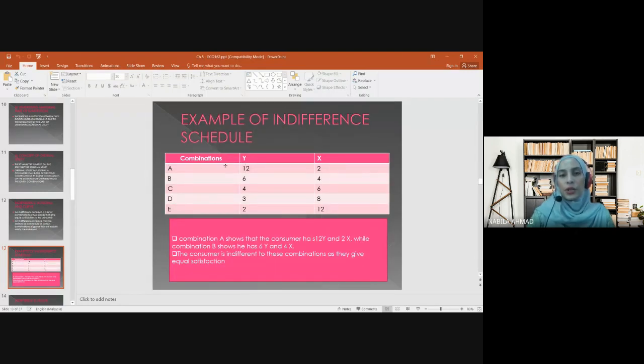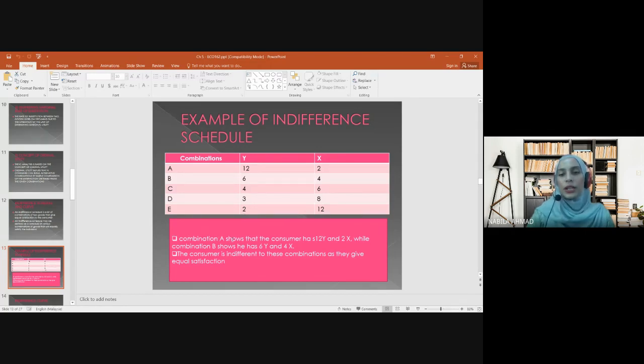So we have combinations of good. Kita ada good Y and good X. So this is the consumption lah. So kalau consumer consume A, dia akan consume 12Y 2X. Kalau dia consume B, 6Y 4X, C 4Y 6X, and so on.